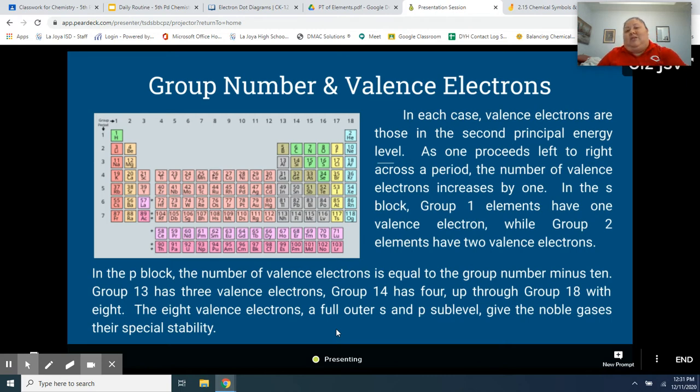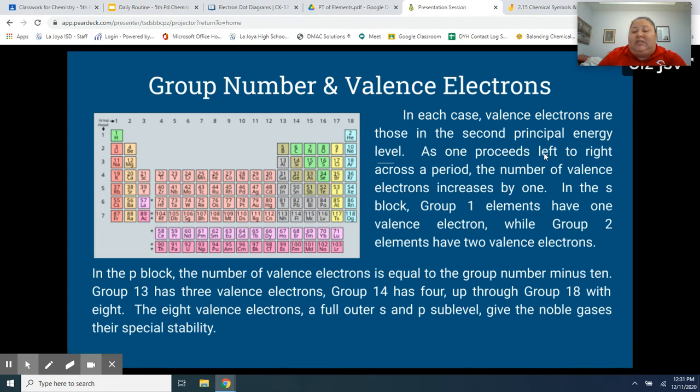Okay, now let's talk about group number and valence electrons. In each case, valence electrons are those in the outermost principal energy level. As one proceeds left to right across a period, the number of valence electrons increases by 1. In the S block, group 1 elements have 1 valence electron, while group 2 elements have 2 valence electrons, okay?